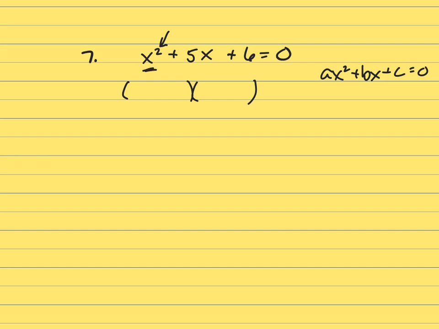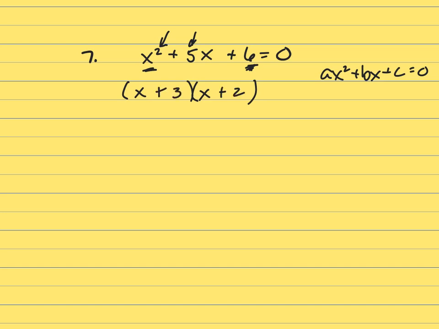What times what will give you x squared? X times x. What times what will give you 6, but add up to 5? Because you've got to get 5 in the middle. So let's try 3 and 2.